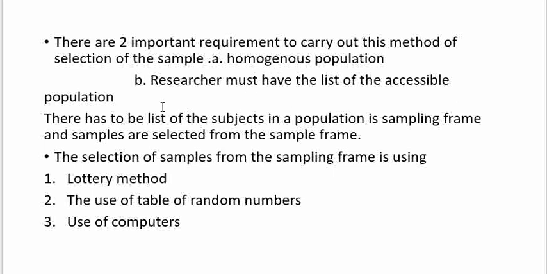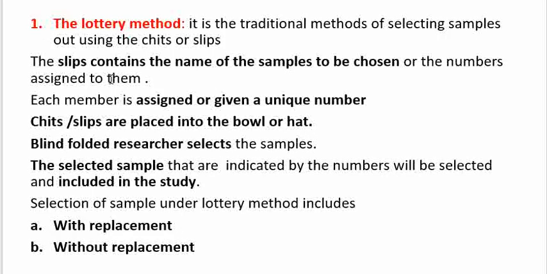The whole population is homogeneous in nature, meaning it has the same characteristics. The researcher must have a list of the accessible population, whomever they are able to access. That's why the researcher should have the list. The three techniques I already mentioned: the lottery method, the use of a table of random numbers, and computers. So let's move on to the lottery method. In this lottery method, as usual, the slips will have the sample's name or number, which we are denoting to be chosen. They will be put in a bowl, and we draw them one by one, that is, selecting one by one.